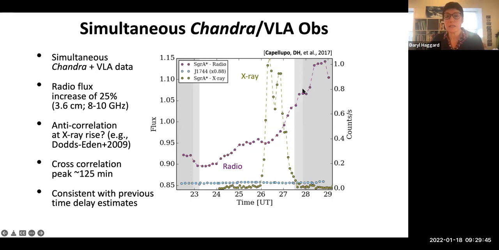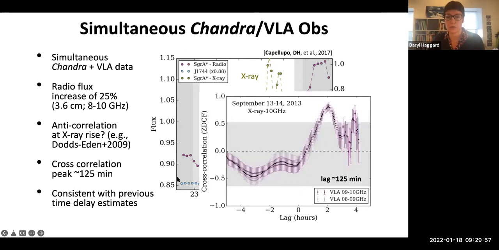And so we can still try to say, okay, if we assume this is the peak of the radio outburst, what is the time delay between these two phenomena? These two peaks in the X-ray and then in the radio. And it looks like the cross-correlation peak. This is a cross-correlation analysis you can see here. If you look at the comparison of these two, you can try to measure what we call a time lag, and that appears to be at about 125 minutes.